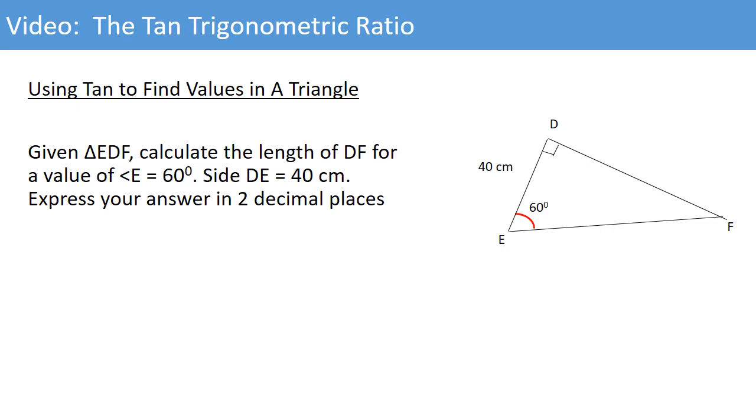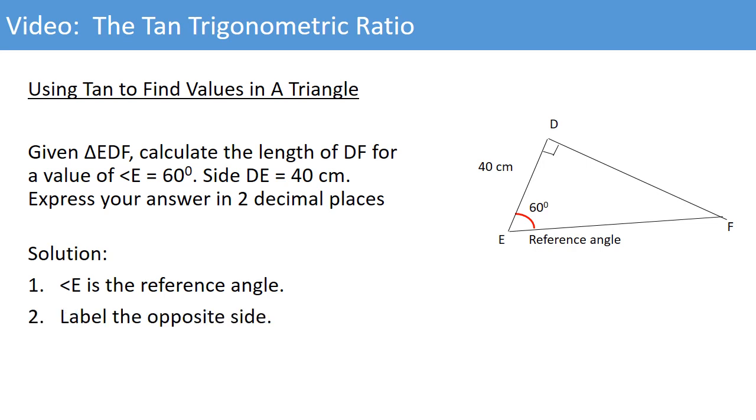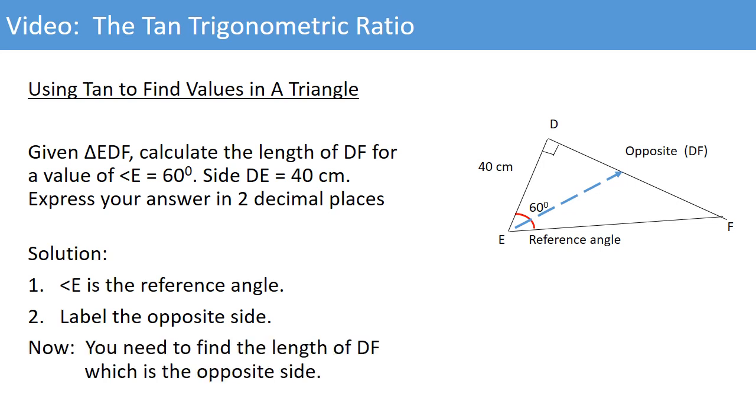But what else do we know? We know that angle E is the reference angle. Perfect. We label the opposite side of angle E. Opposite. Oh, it's DF. You will need to find the length of DF, which is the opposite side. But how do you do that?